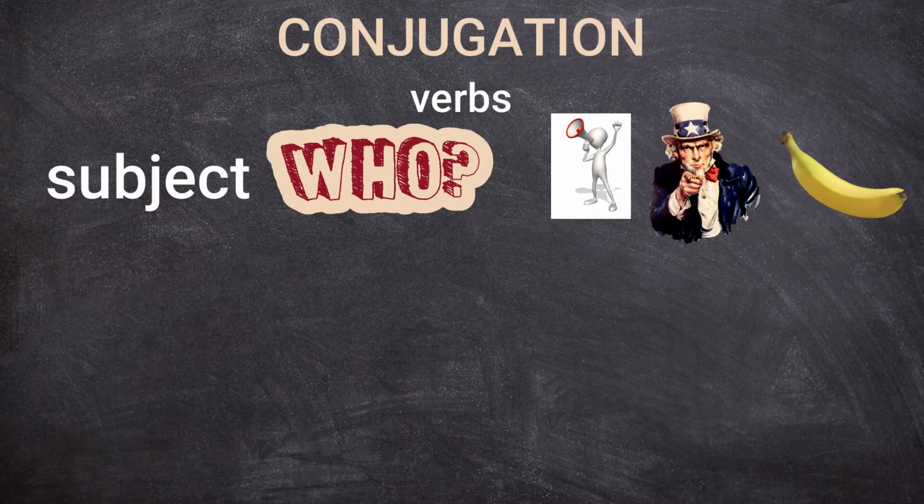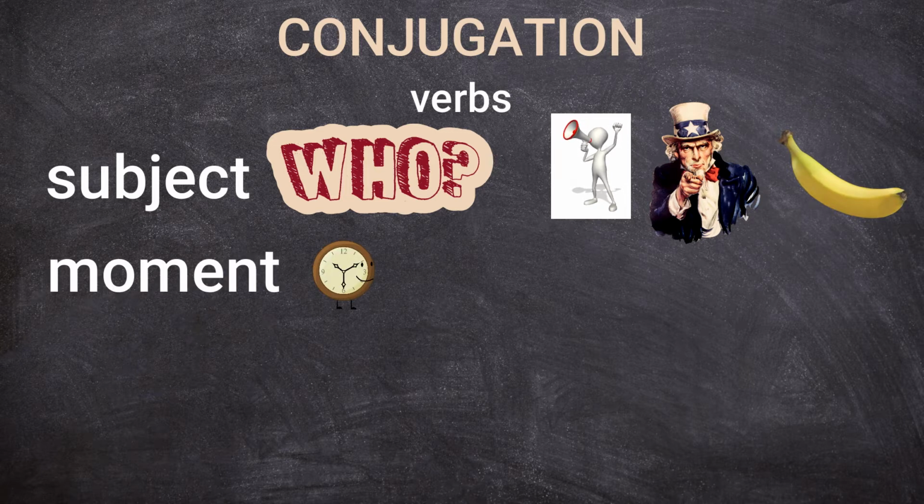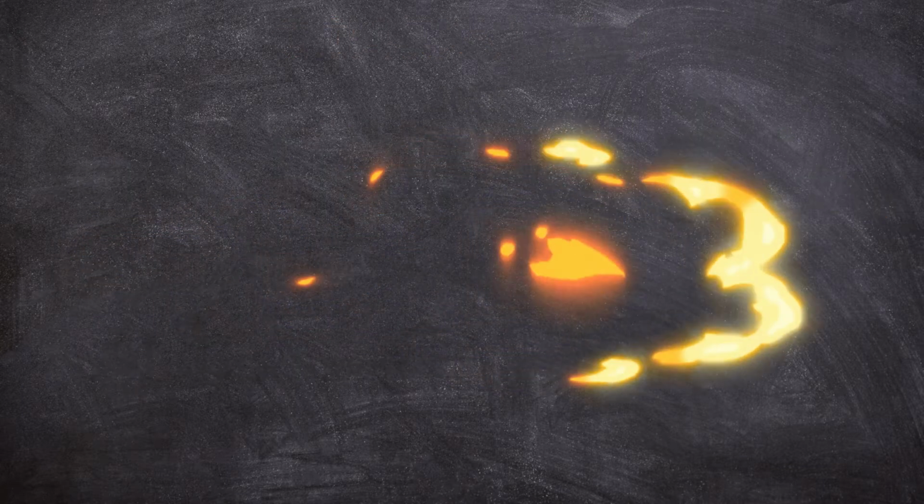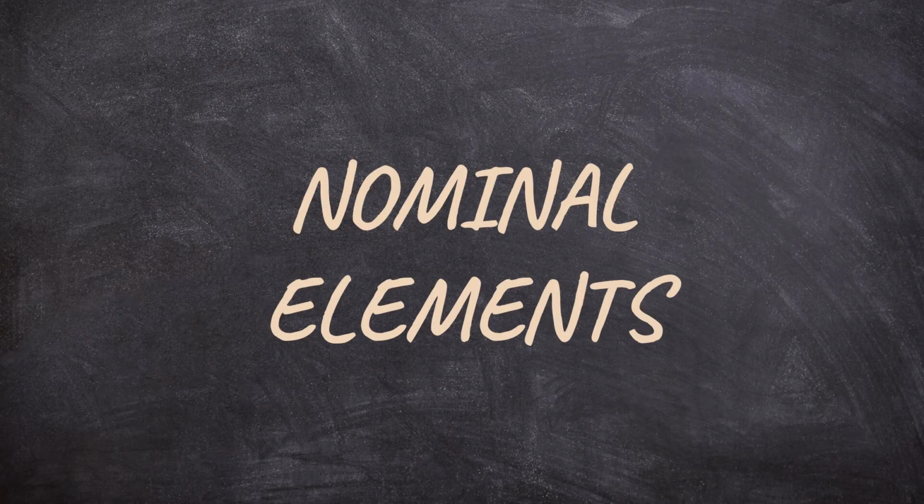Another factor can be the moment the action is performed, that is what we call tense, or the way it is performed, for example mood, aspect and voice. But we will talk about this in the next lessons. Today we will only speak about nominal elements.